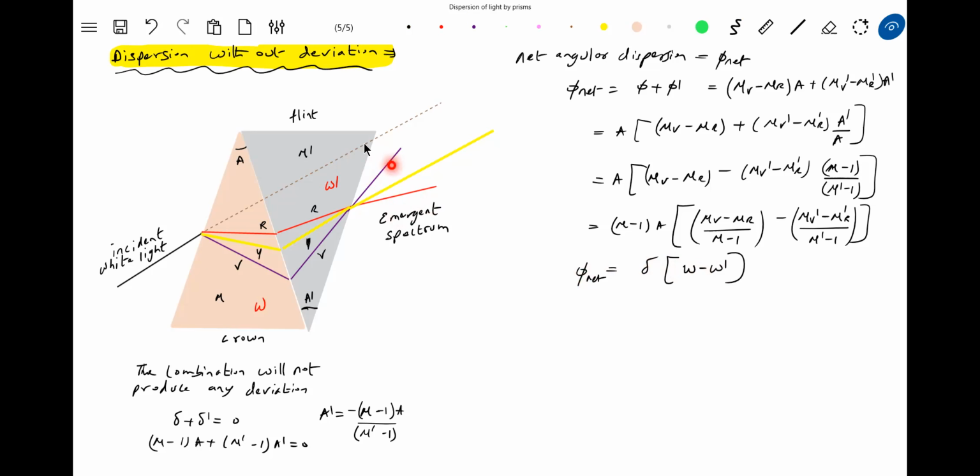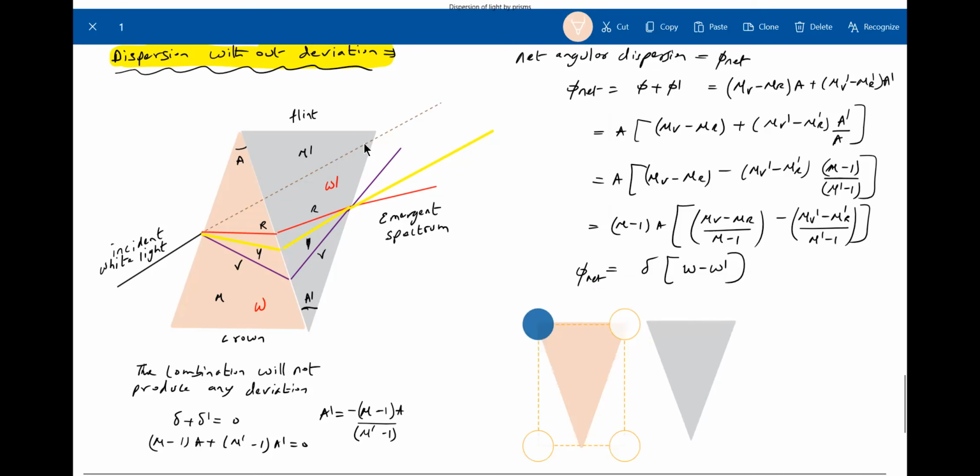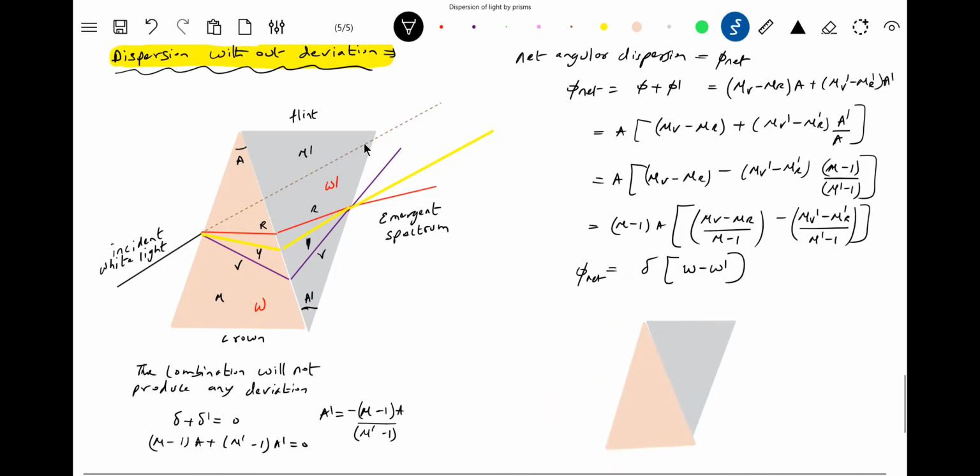Sir, how can you say it? It may happen like this, sir. It may happen. I will show it here. It may happen that red, right, and this will be violet.